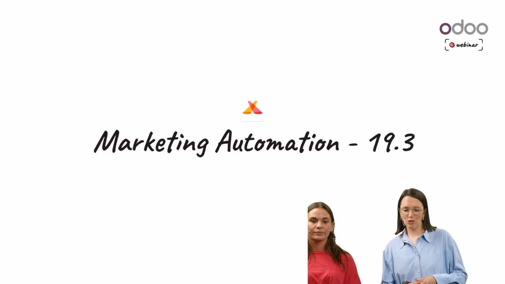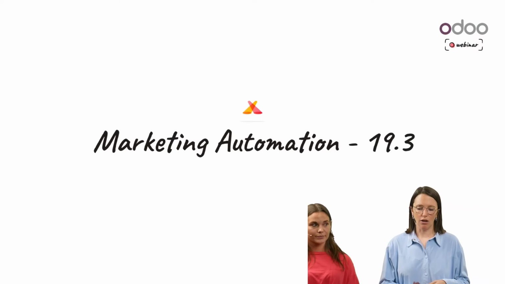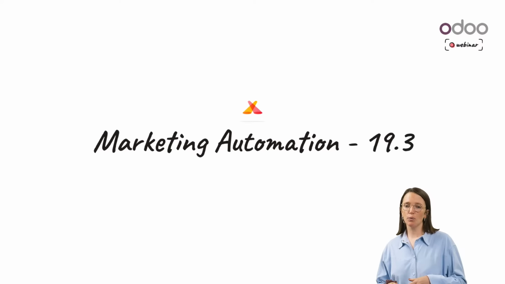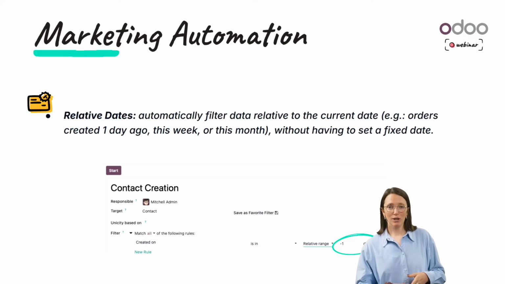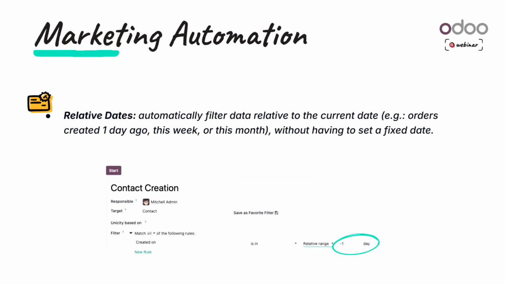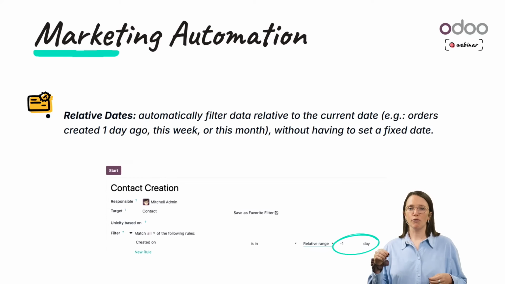Thank you. So now we have seen that we can create a landing page thanks to AI. We can create a beautiful email marketing with AI. But now what about the new feature with marketing automation? This one is not related to AI, but more related to relative dates. So what if I tell you that you can now automatically filter data relative to the current date? So for example, orders created 1 day ago, this week, or this month, without having to set a fixed date.